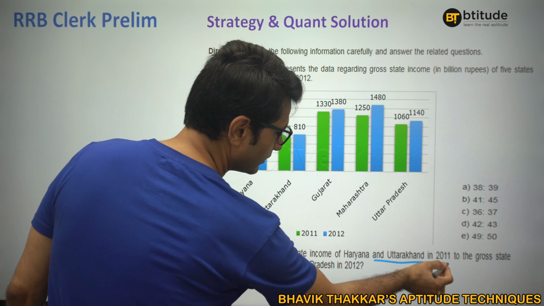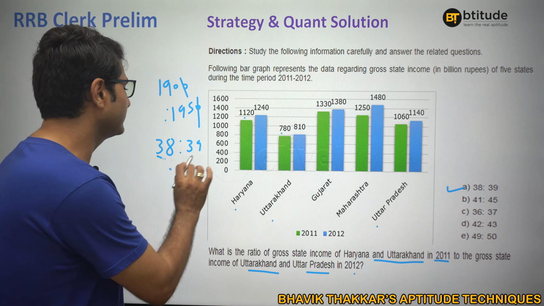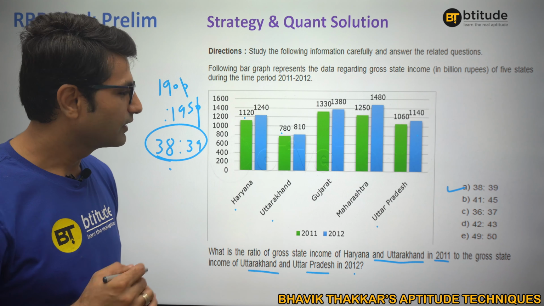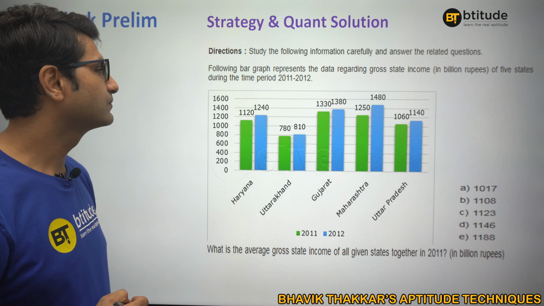Look, how did I do it? 19 to 19.5, so divide by 5. 19 2s are 38, 19.5 2s are 39, right? You should have all these kinds of calculation tricks. Then it is easy. 38 is to 39. Fair enough. Let's move to the next one.